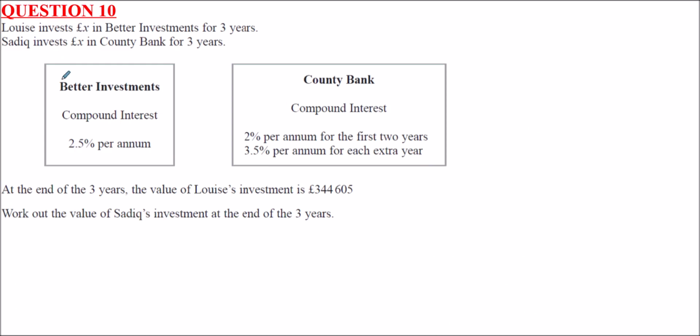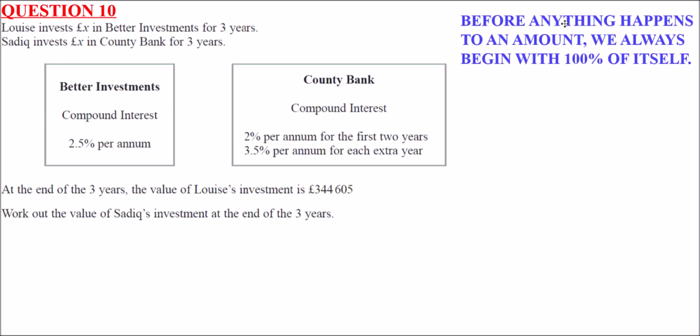Question 10 is about bank statements and compound interest. So Louise invests X pounds in Better Investments for 3 years, and Sadiq invests X pounds in County Bank for 3 years. Because this is compound interest, before I move on, I'm just going to state the same thing I'd always say to my class. Before anything happens to an amount, we always begin with 100% of itself.